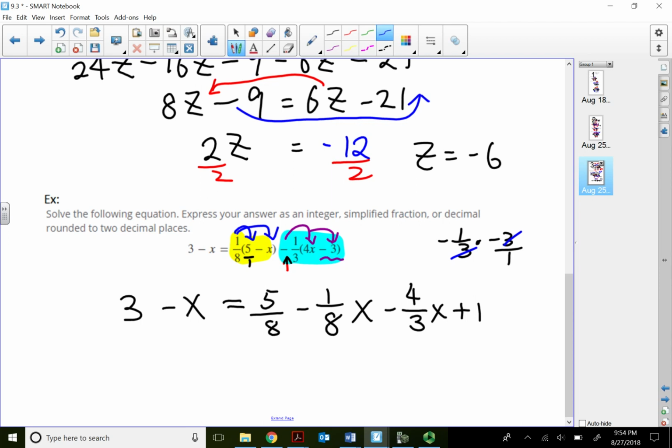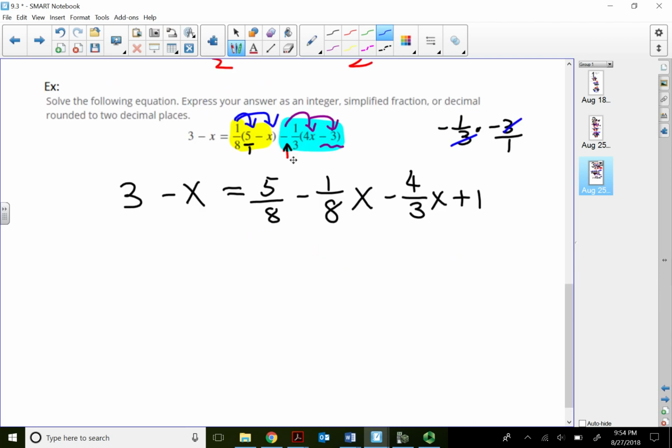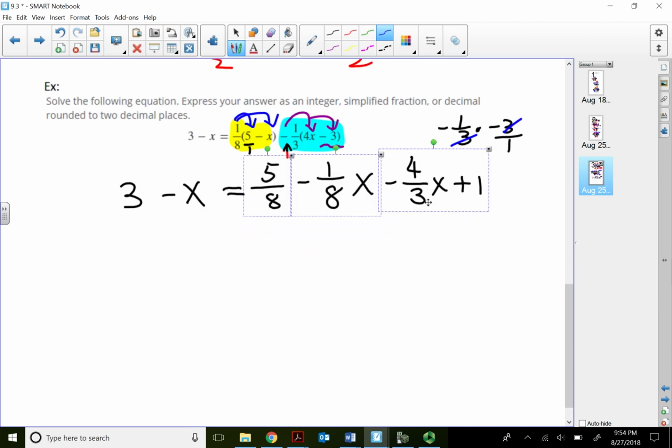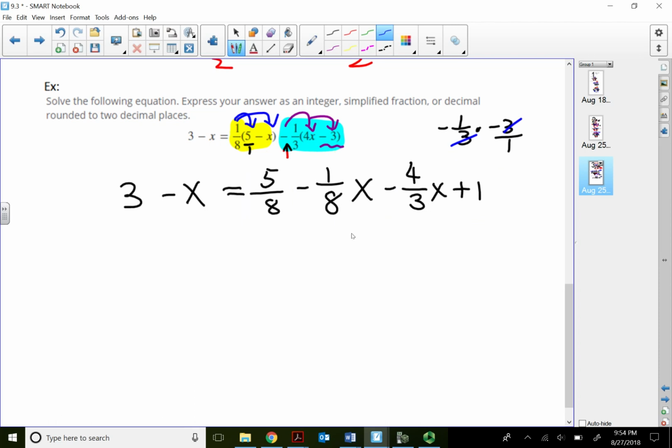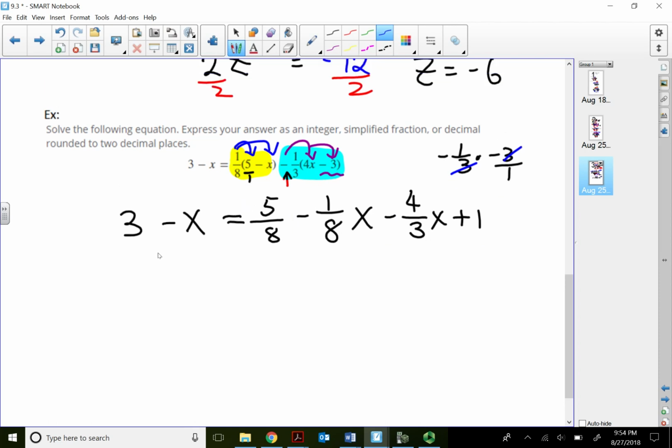So from here, you can work with the fraction or you can clear the fraction. It's really totally up to you to decide which technique you want to use. So if I want to clear the fraction, my denominators are 8 and 3, which means the LCD, excuse me, is 24. So multiply every term by 24. Even the 1 is a term, got to times it by 24.